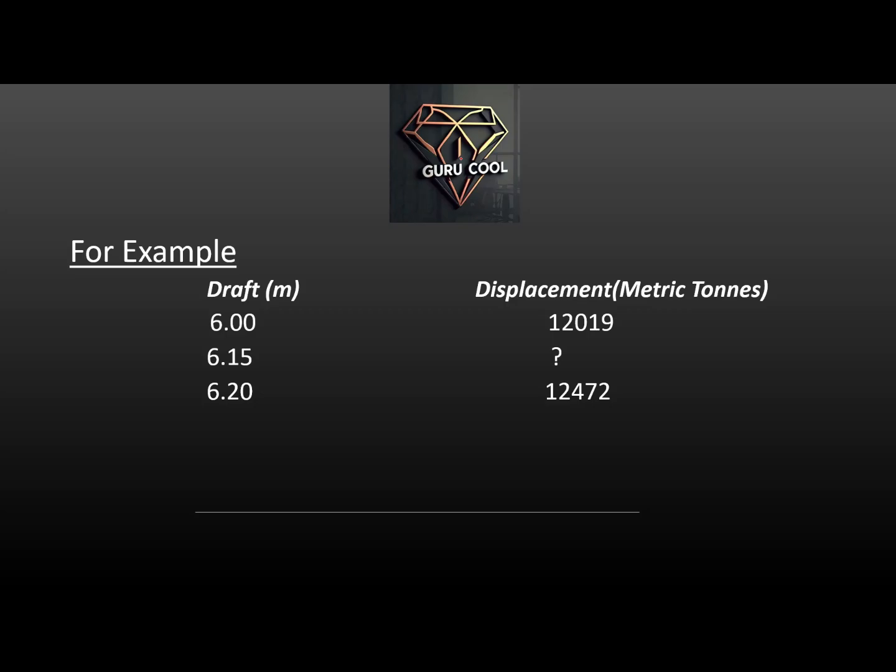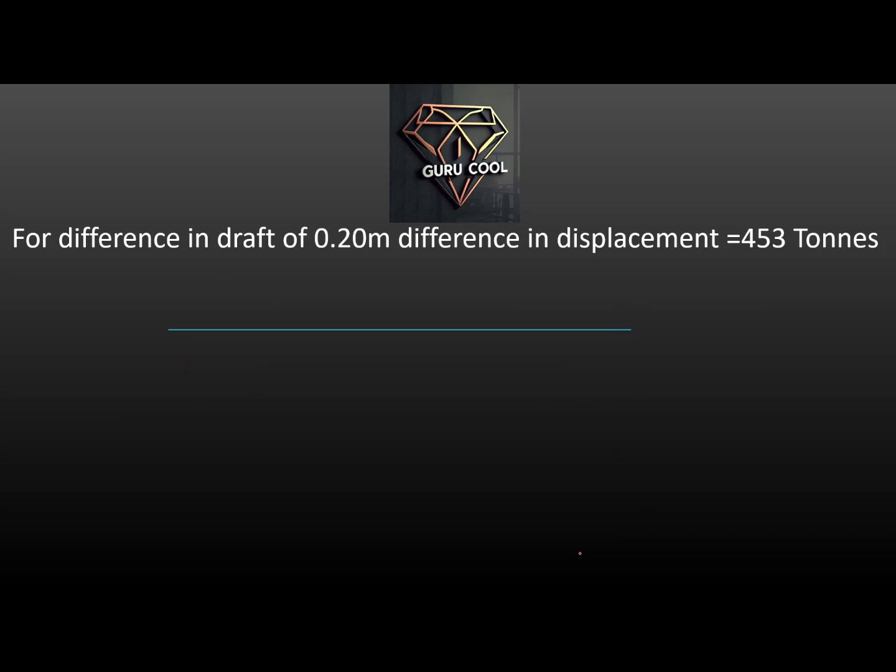Now to find the value, first of all we will find the difference between 6 and 6.20, and we will find the difference of the corresponding displacement for that draft. So for 0.20 meters of difference in draft, the difference in the displacement is 453 metric tons. Now we have the value: for a difference in draft of 0.20 meter, the difference in displacement will be 453 tons.